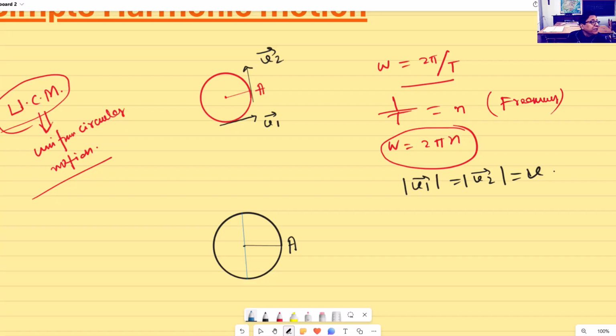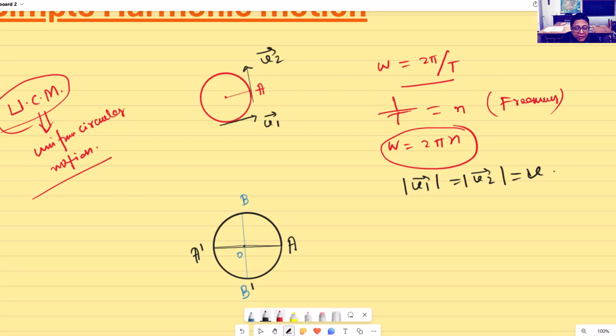On this vertical diameter, we draw a perpendicular from every position of the particle in UCM. So this is our vertical diameter, B, O, B dash. You can take this one as the horizontal diameter, A, O, A dash. This one is the horizontal diameter, and this is the vertical diameter, B, O, B dash.